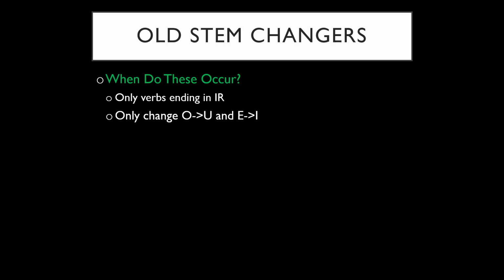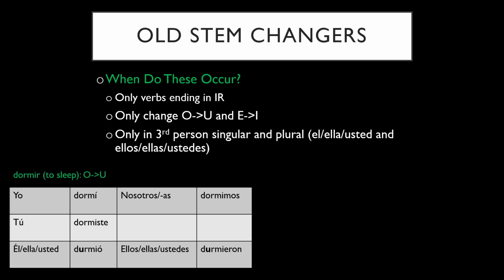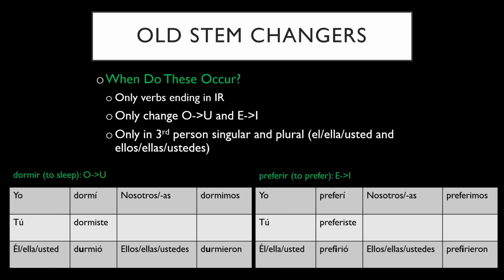For IR verbs, the stem is changed only in the él, ella, usted form and the ellos, ellas, ustedes form. Let's look at some examples. Dormir is dormí, dormiste, durmió, dormimos, and durmieron. Preferir is preferí, preferiste, prefirió, preferimos, and prefirieron.